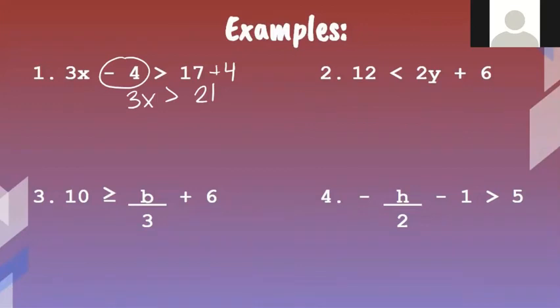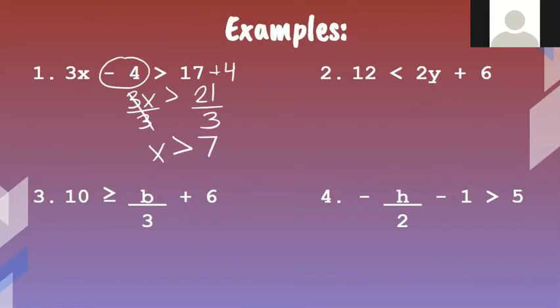This is showing 3 times x, so to get rid of our multiplication, we need to do the opposite, which is division. Divide both sides by 3. Your 3's on the left will cross out because they are the same number. Bring down your variable x and your inequality symbol. 21 divided by 3 equals 7. So here's your solution. X is greater than 7.